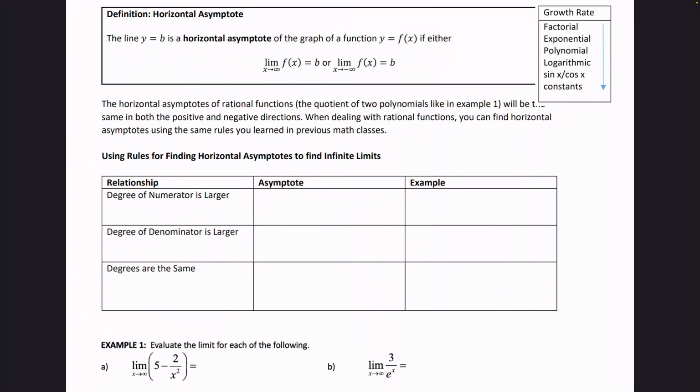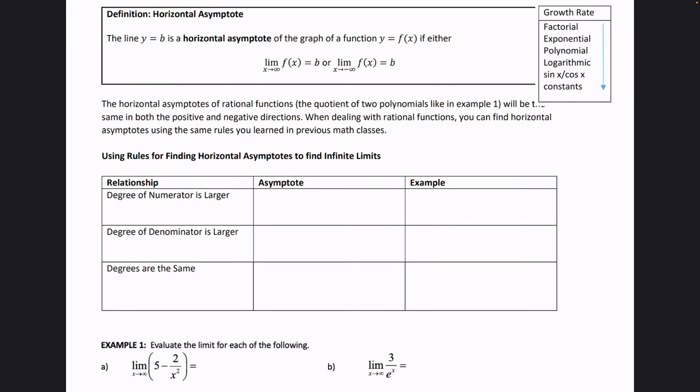This just says in math lingo what I just said. If you want to find a horizontal asymptote, you have to check where the limit approaches infinity and where it approaches negative infinity. So if you have a limit as x approaches either positive or negative infinity, those go hand in hand with a horizontal asymptote.